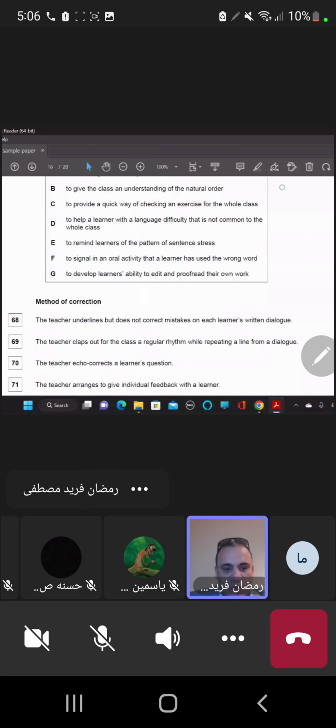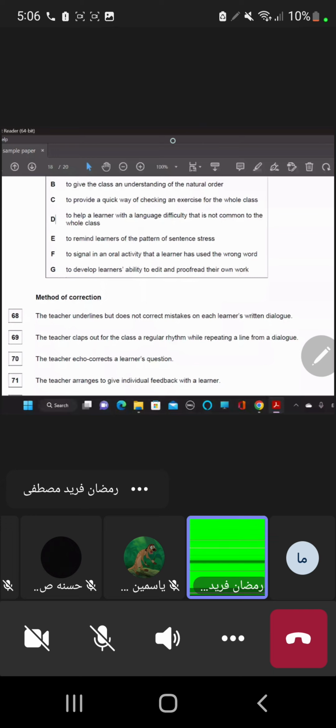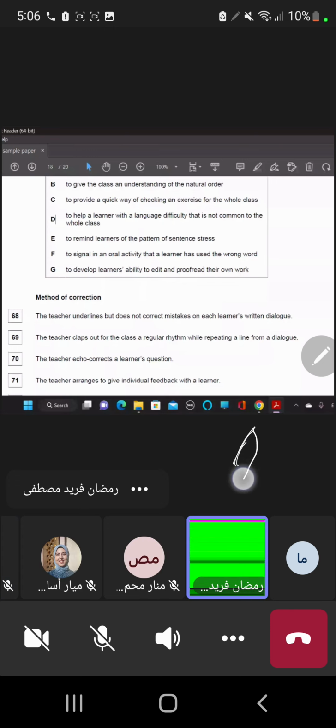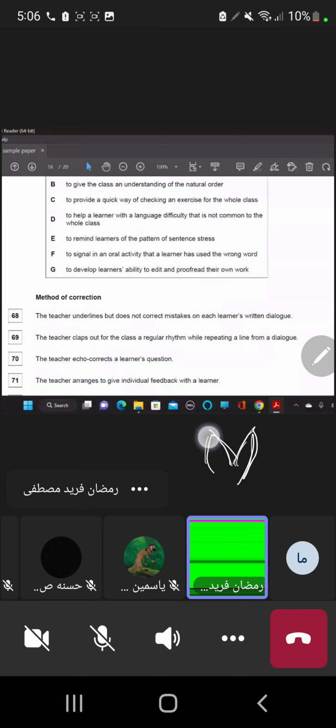71. The teacher arranges to give individual feedback with a learner. Again, the teacher arranges to give individual feedback with a learner. Letter D. To help a learner with a language difficulty that is not common to the whole class.